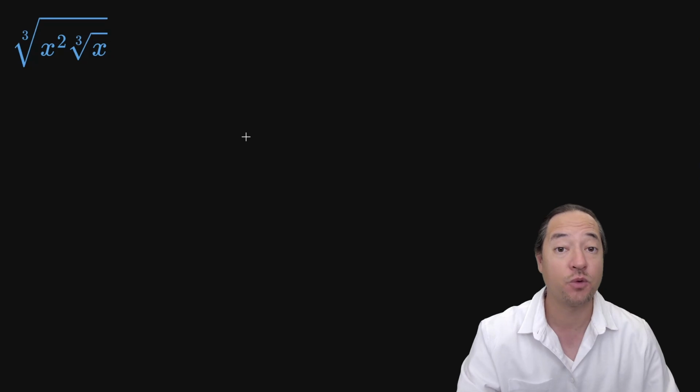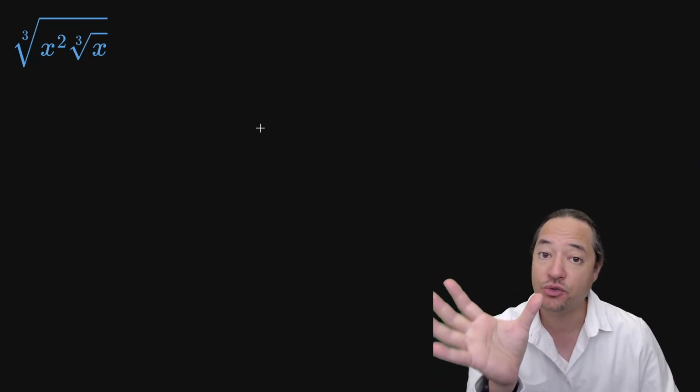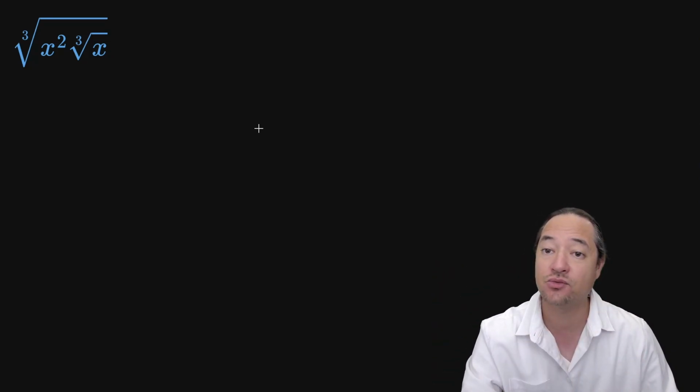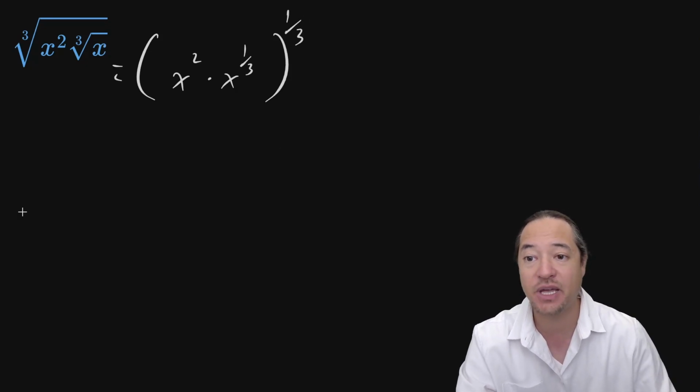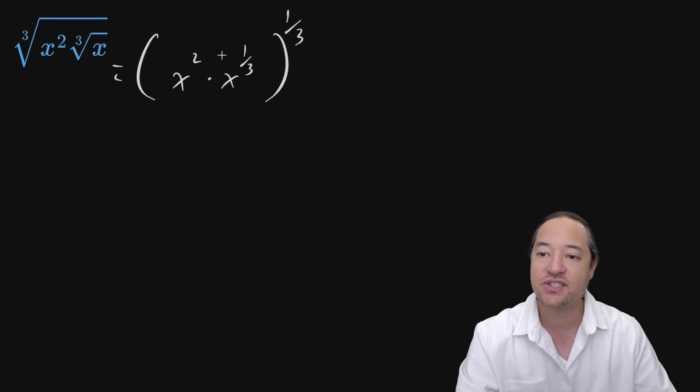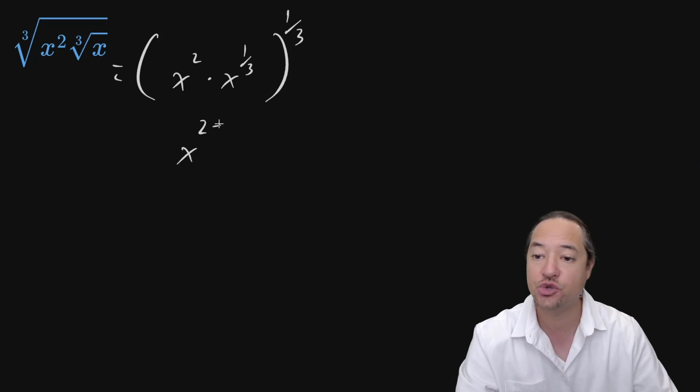All right, so here's another one with some more radicals. Again, I want to rewrite this as a rational exponent. So I'm going to write this as x squared times x to the 1/3 all raised to the 1/3 power. Okay, that's the best way to deal with this. X squared times x to the 1/3, that's the same as x to the power of 2 plus 1/3, right? And of course, all of that is raised to the 1/3 power.